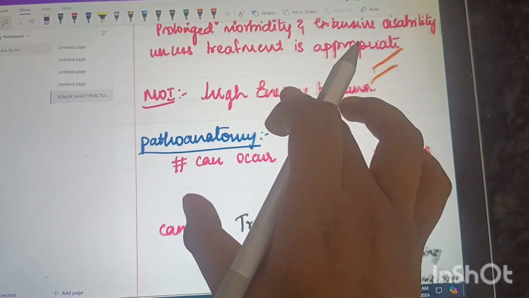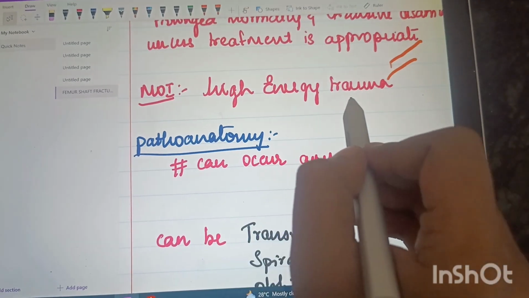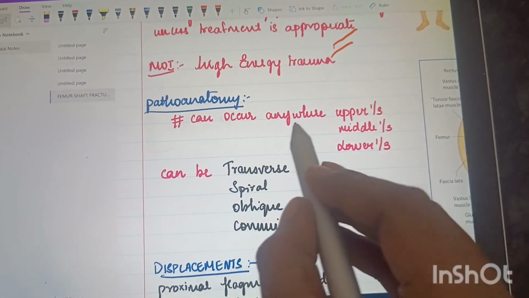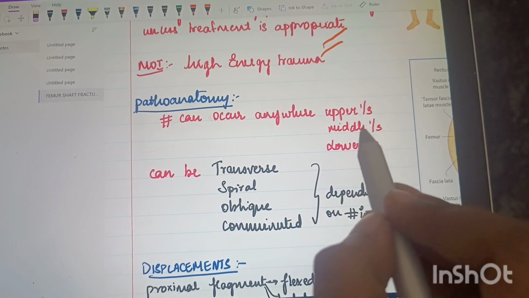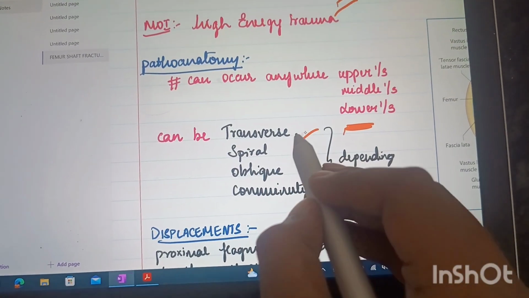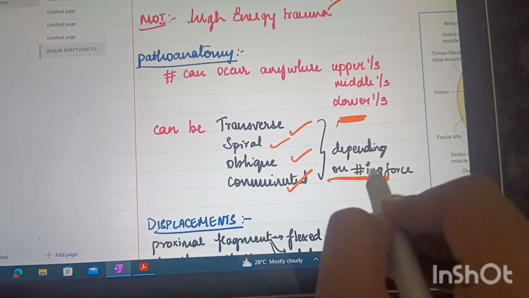Now let's learn about the mode of injury. It most commonly occurs because of high energy trauma. Pathoanatomy. Fracture can occur anywhere in the upper 1/3 or middle 1/3 or lower 1/3. It can be either transverse type of fracture, spiral, oblique or comminuted depending upon the fracturing force.